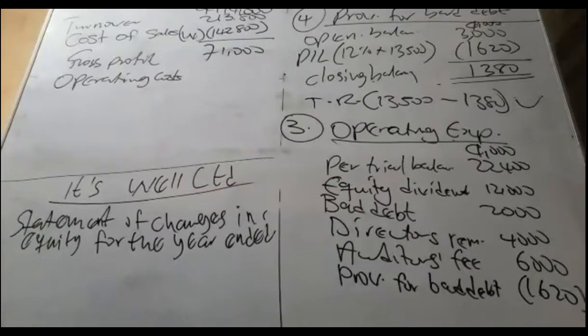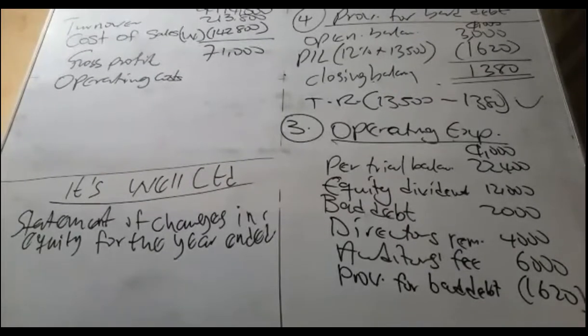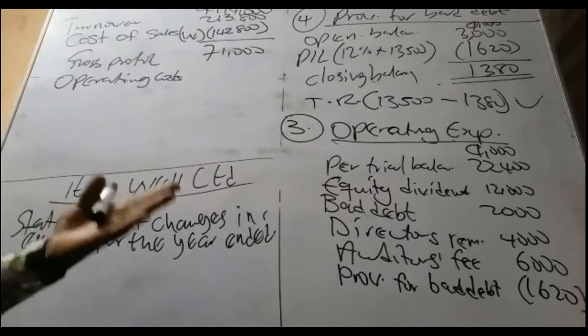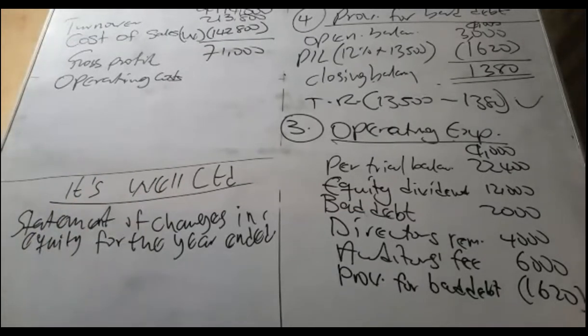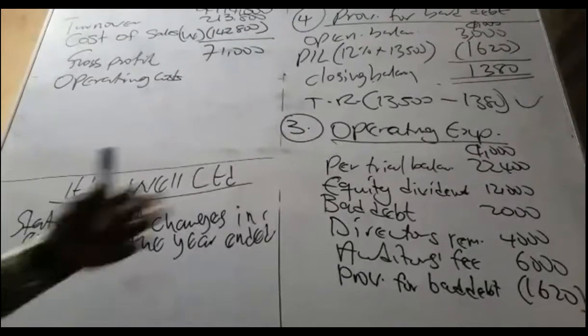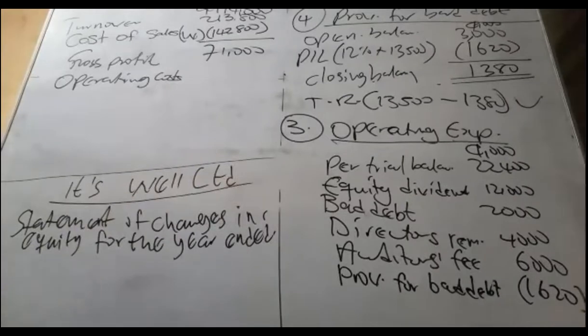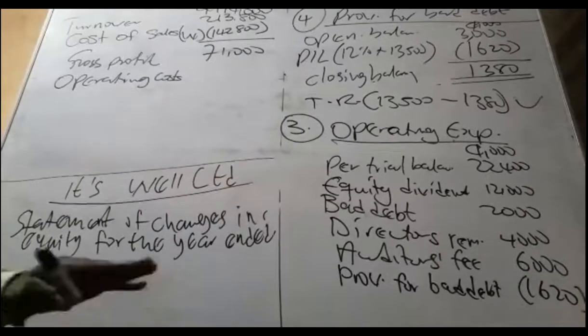What if it's a revaluation loss? It will be in operating expenses. Then second, profit or loss on disposal. Because if it is a profit, it goes to other income. If it's a loss, it comes to operating expenses. Don't wait till you get to other income.